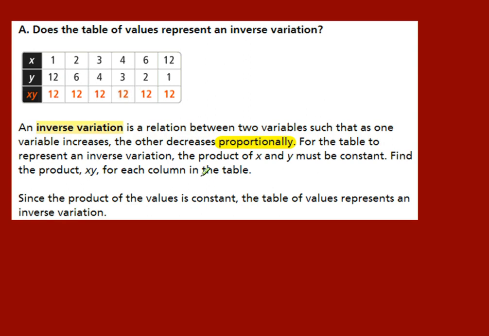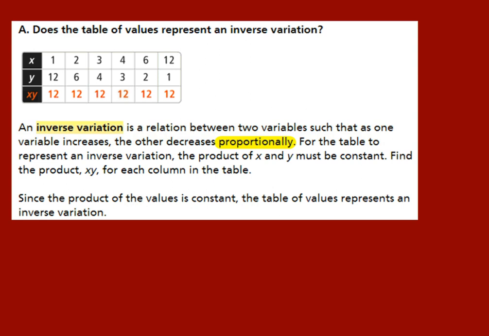It is decreasing. So proportionally, the way we check that is we multiply the two variables together, x times y. You should get the same number every time. If only one number is different, you don't have inverse variation. So 1 times 12 is 12, 2 times 6 is 12, 3 times 4 is 12, and so forth. You notice that all of them end up being 12. And down here it says, since the product of the values is constant, the table of values represents an inverse variation, and therefore we have what we were looking for originally.